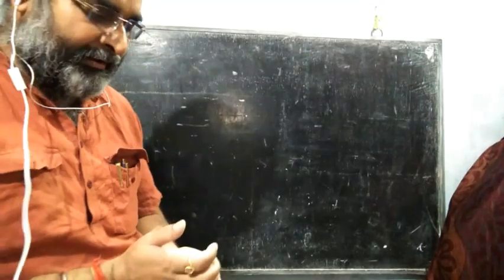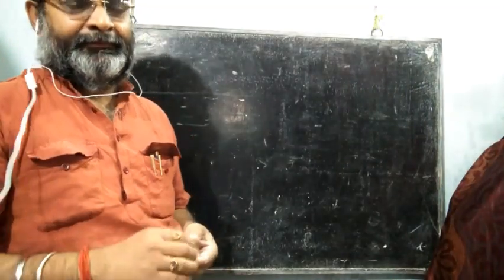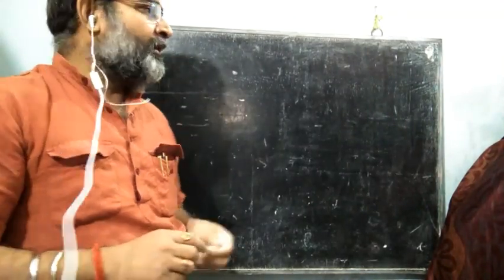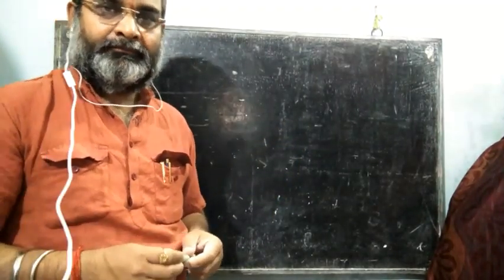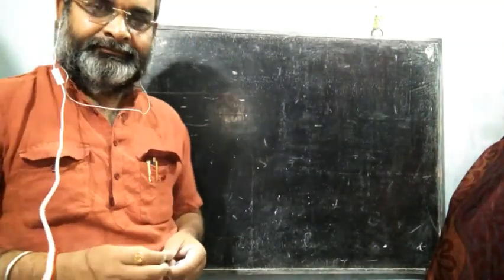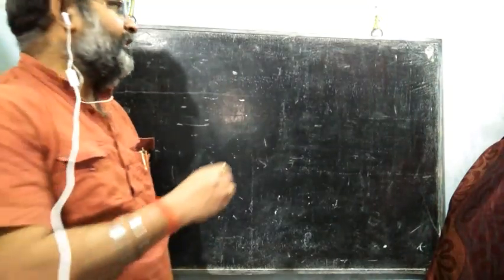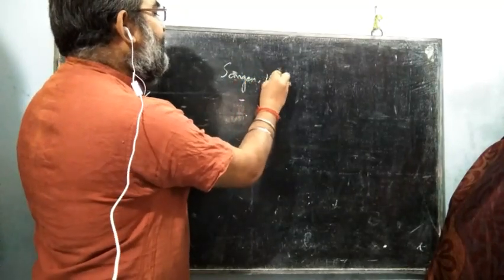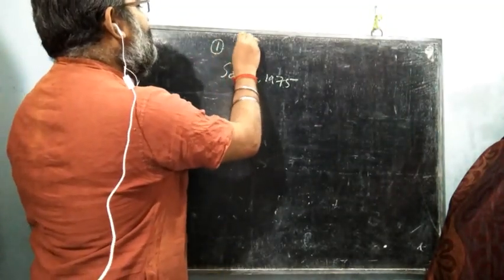But the method is time consuming and sequence limiting. In addition to these two problems, some chemicals are harmful to man. Hence, an alternate method was developed by Sanger in 1975, and it is referred to as the sequence termination method.